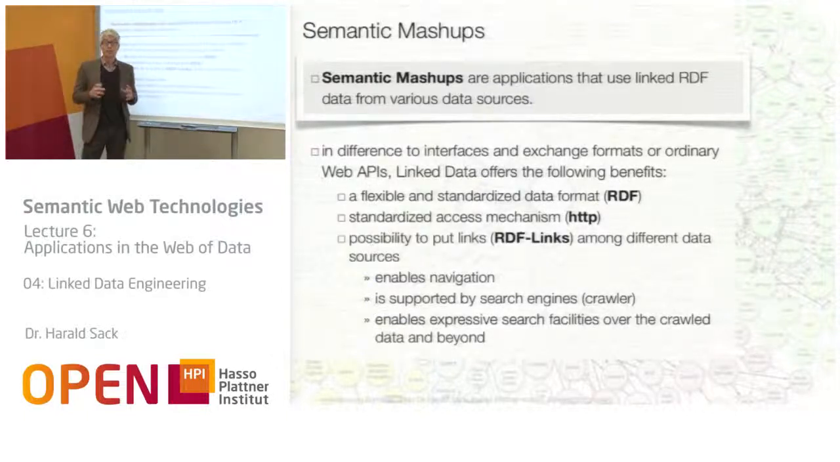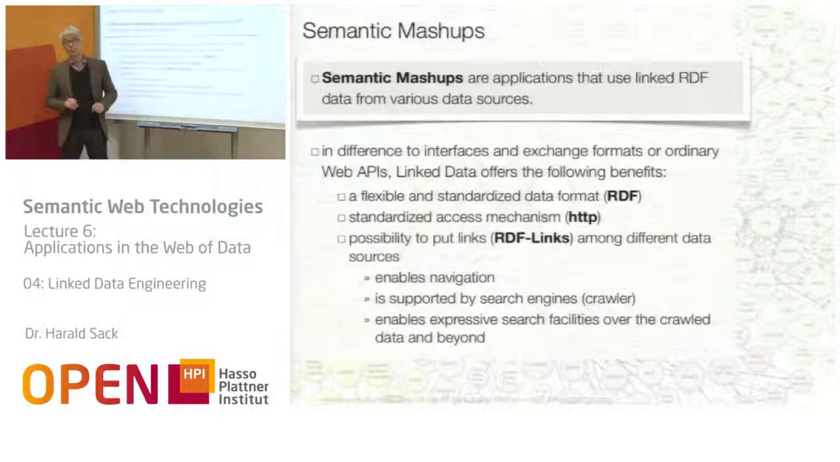Linked data offers several benefits. We have, first of all, a flexible and standardized data format, RDF. We have a rather standardized access mechanism, simply HTTP. And we have the possibility to put links among different data sources. These RDF links enable navigation. They are supported by search engines, so the crawler will follow them. And then, of course, it also enables the application of expressive search facilities over the crawled data and even beyond.